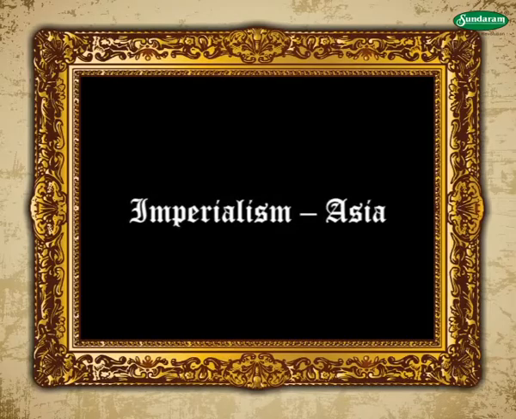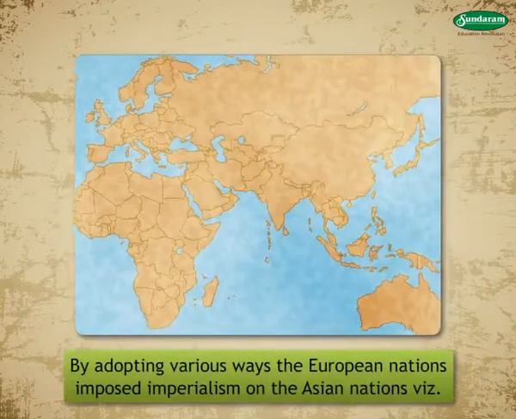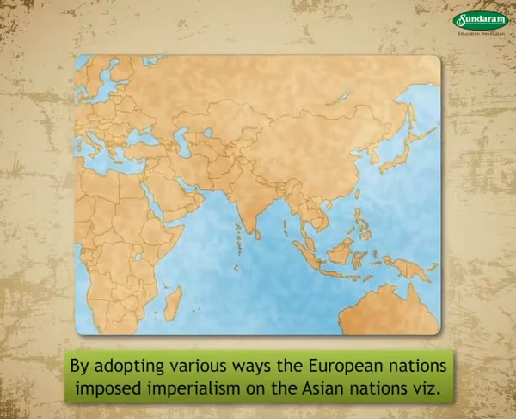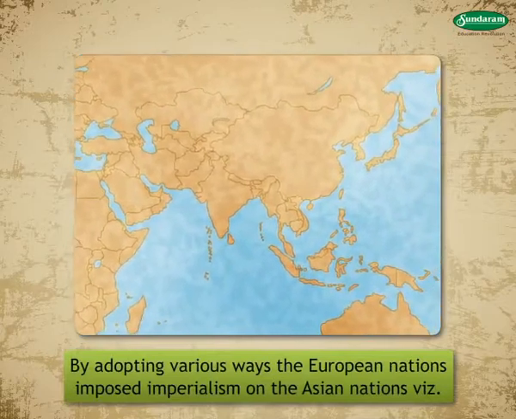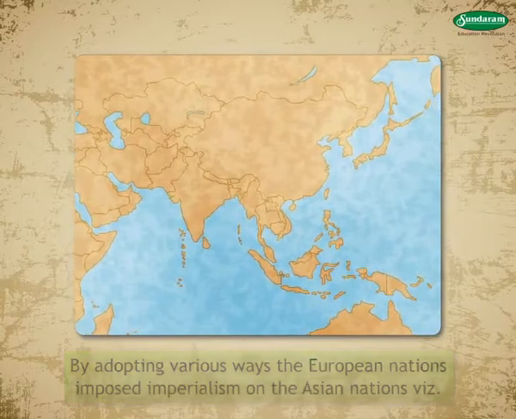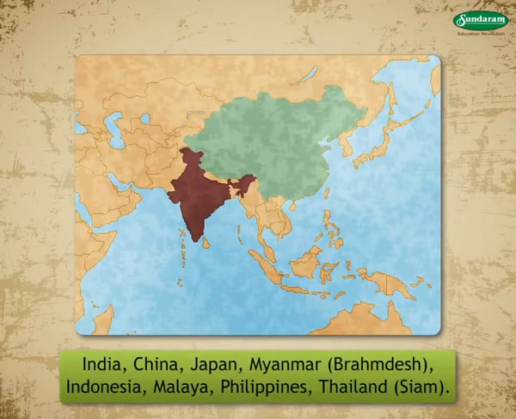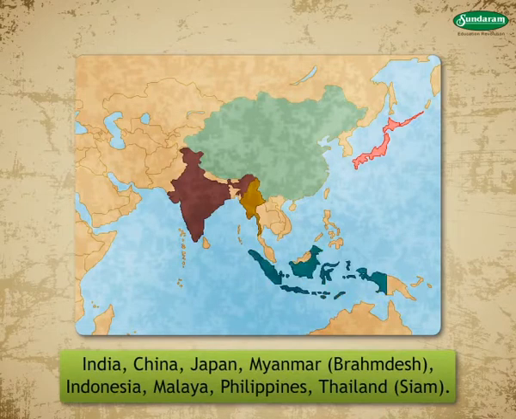Imperialism in Asia. By adopting various ways, the European nations imposed imperialism on the Asian nations, namely India, China, Japan, Myanmar or Brahmadesh, Indonesia, Malaya, Philippines, Thailand or Siam.